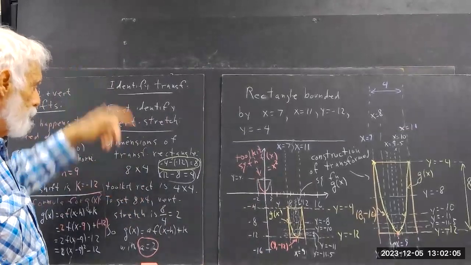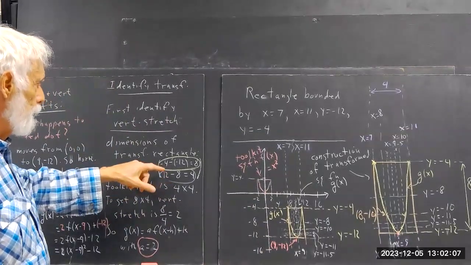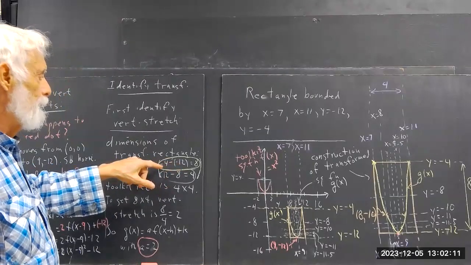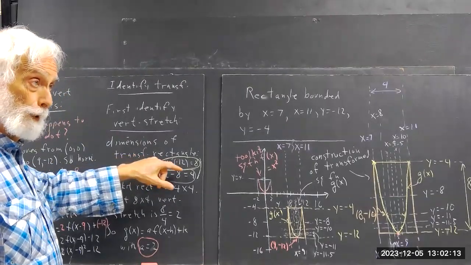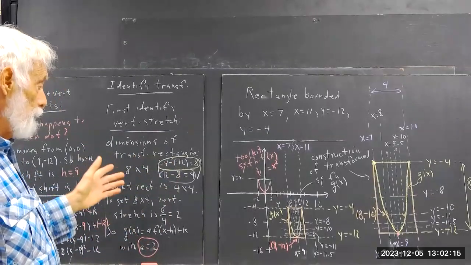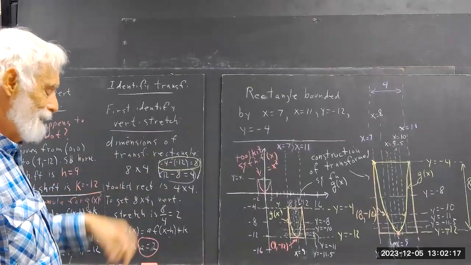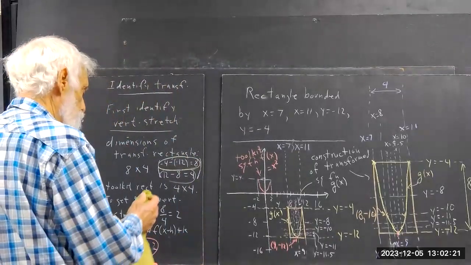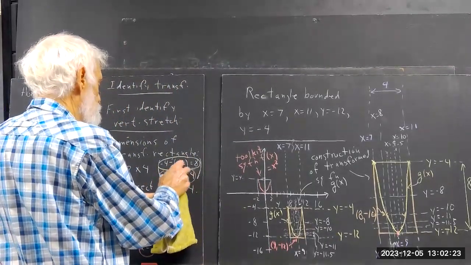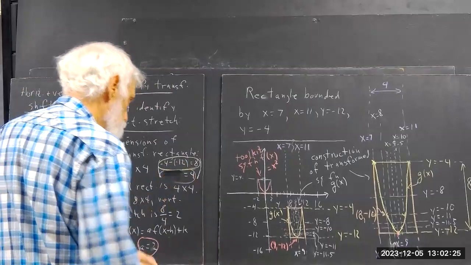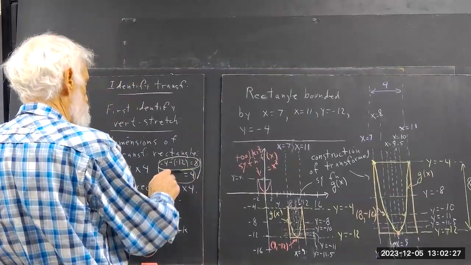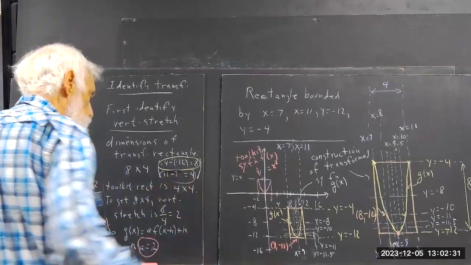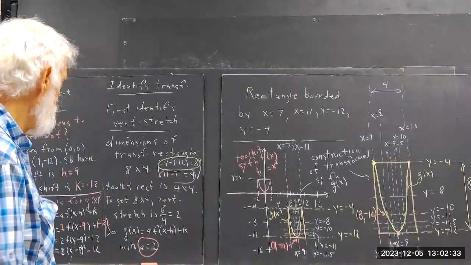Okay. And again, why 8? Because vertically it goes from -12 to -4. So we do -4 minus -12. Horizontally, it goes from 7 to 11. I wrote this down before I discovered that mistake. Should be 11 minus 7, it's still 4.